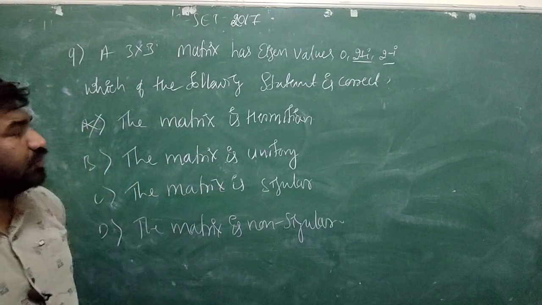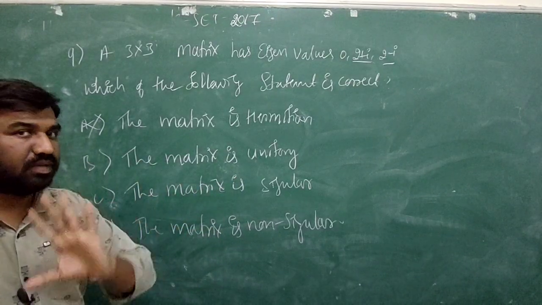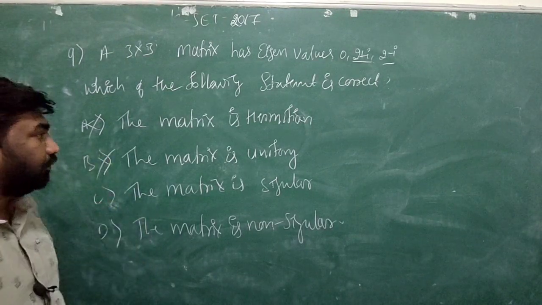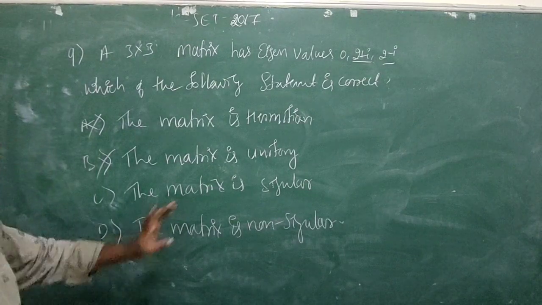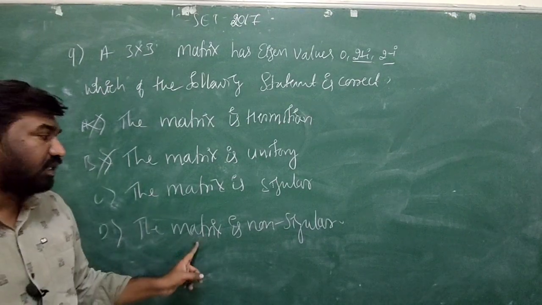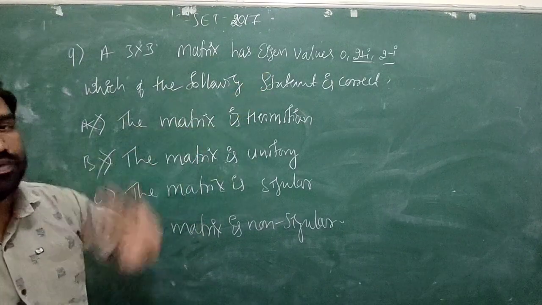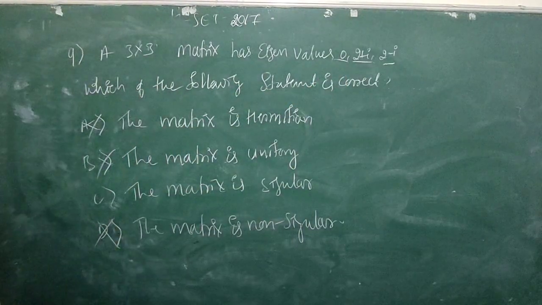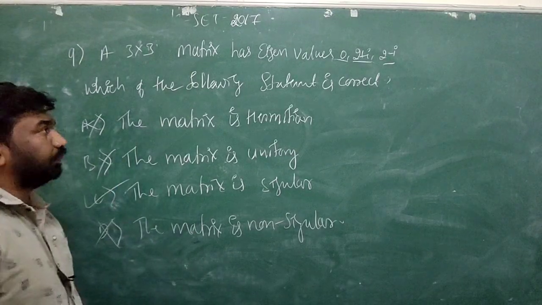And the matrix is unitary. If you want to say the matrix is unitary, at least one of the eigenvalues is plus 1 and minus 1. So this is also not the correct answer. Plus 1, minus 1 must be there for a unitary matrix. And the matrix is singular and the matrix is non-singular. For a non-singular matrix, there is no 0 term. 0 will not be an eigenvalue. But here 0 is there. So this is not a correct answer. So option number C is correct. The matrix is singular. Okay.